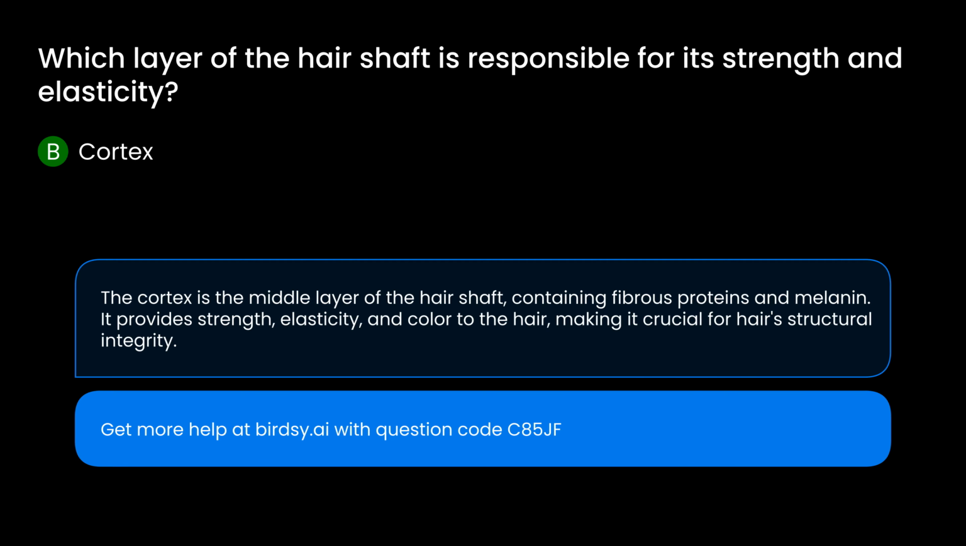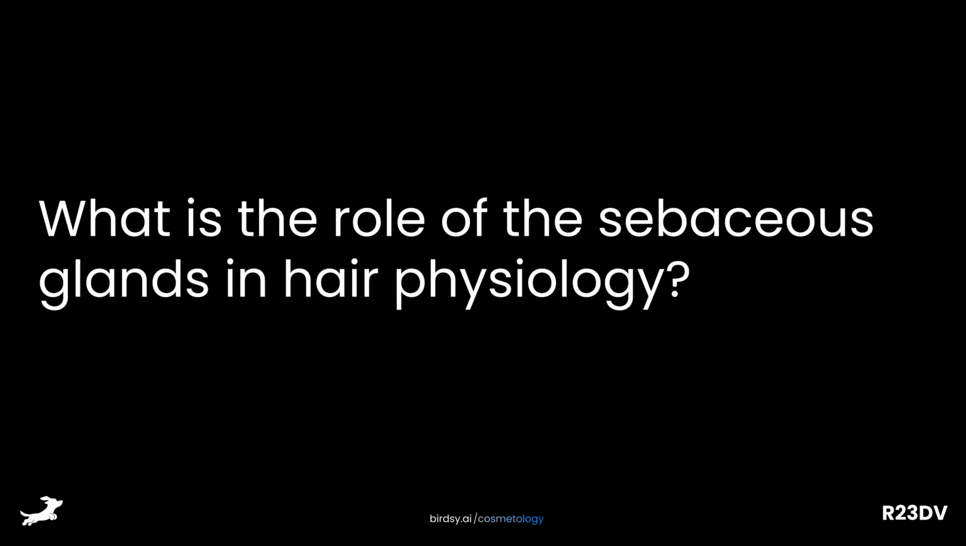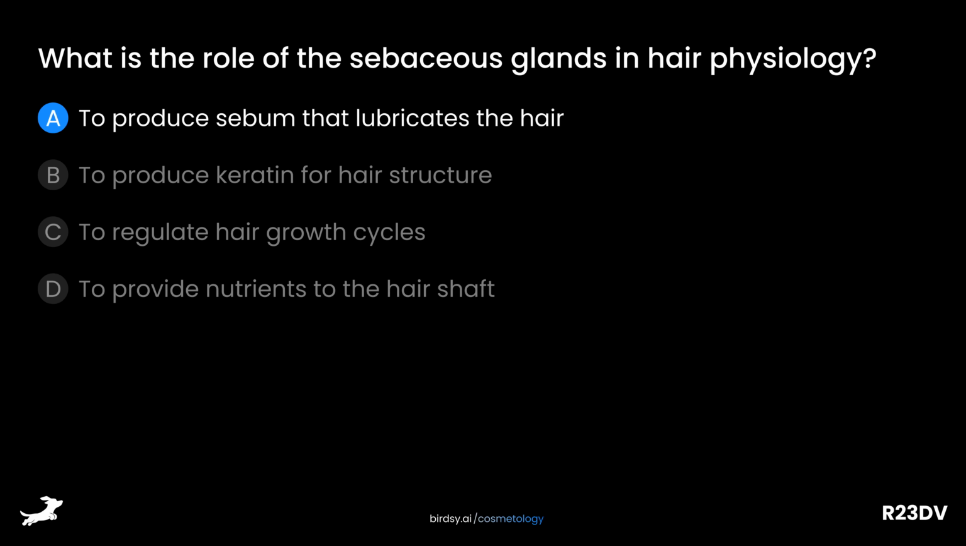The cortex is the middle layer of the hair shaft, containing fibrous proteins and melanin. It provides strength, elasticity, and color to the hair, making it crucial for hair's structural integrity. What is the role of the sebaceous glands in hair physiology? Is it A, to produce sebum that lubricates the hair, B, to produce keratin for hair structure, C, to regulate hair growth cycles, or D, to provide nutrients to the hair shaft?